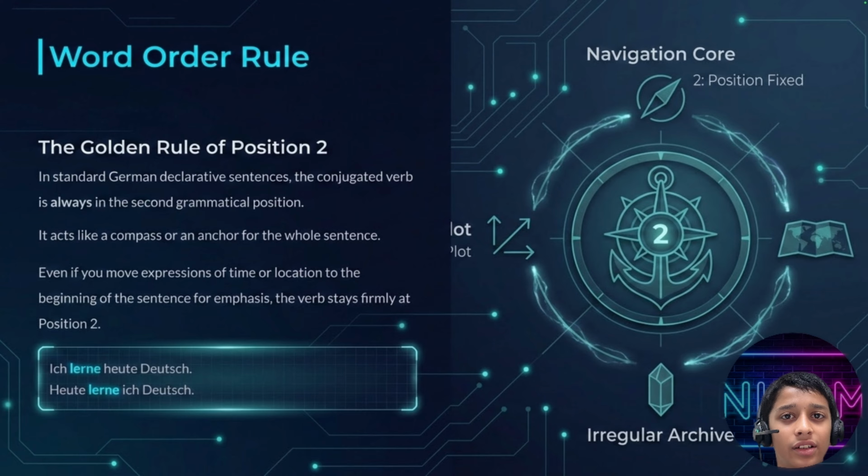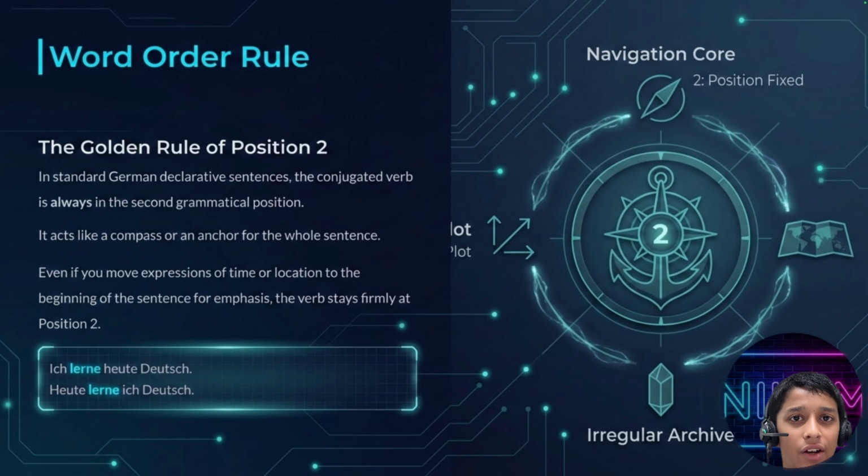In standard German declarative sentences, the conjugated verb occupies the second grammatical position without exception. This is known as V2 verb word order. The verb functions as the anchor of the sentence. Even when you move a time expression or location to the beginning for emphasis, the verb remains in position 2. The subject and other elements rearrange around it.